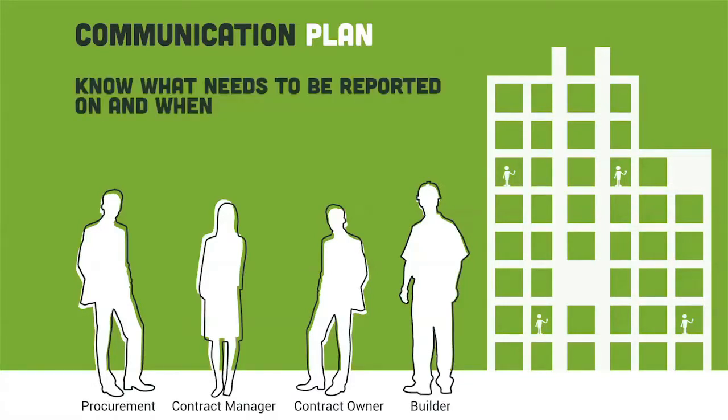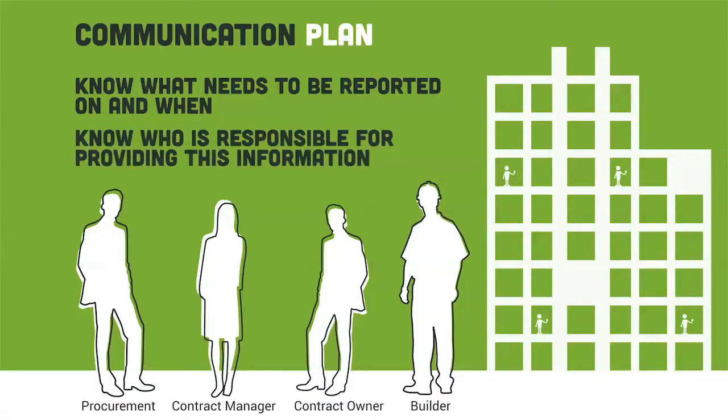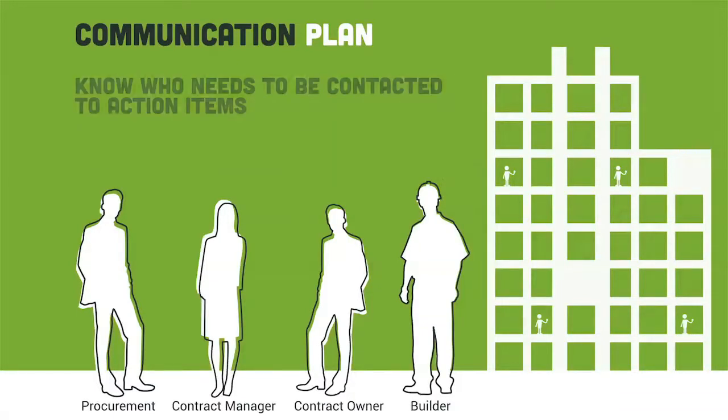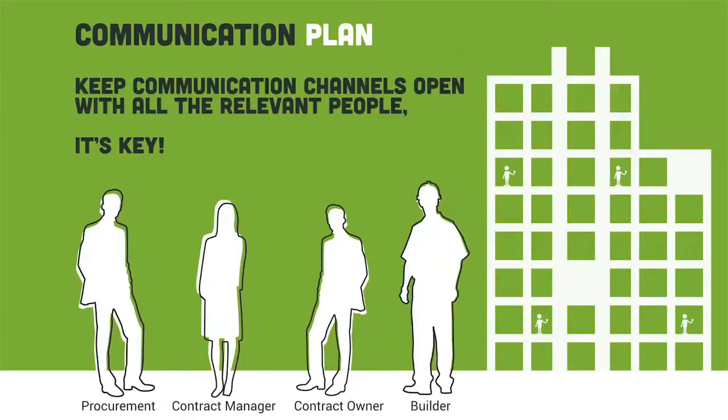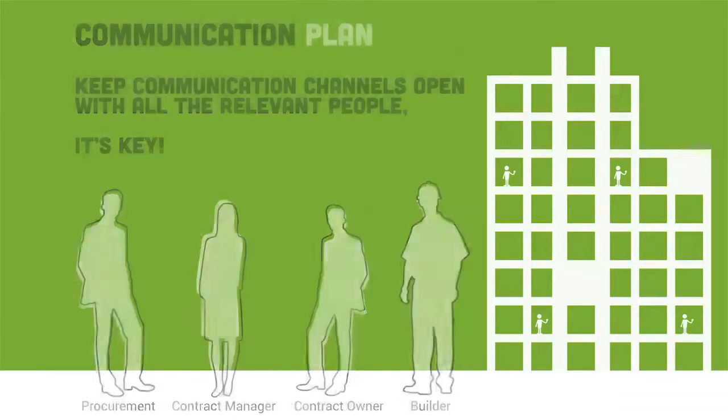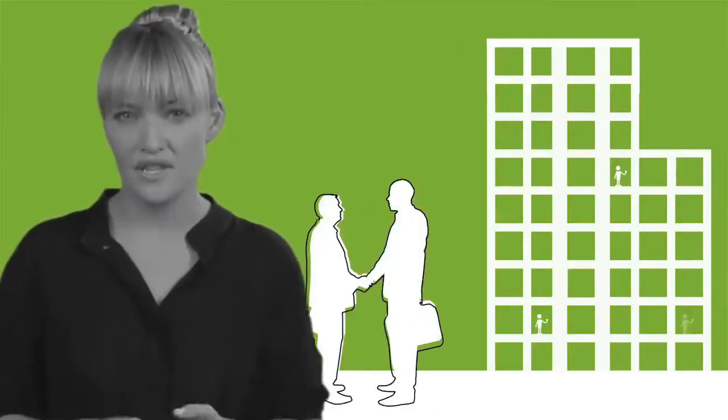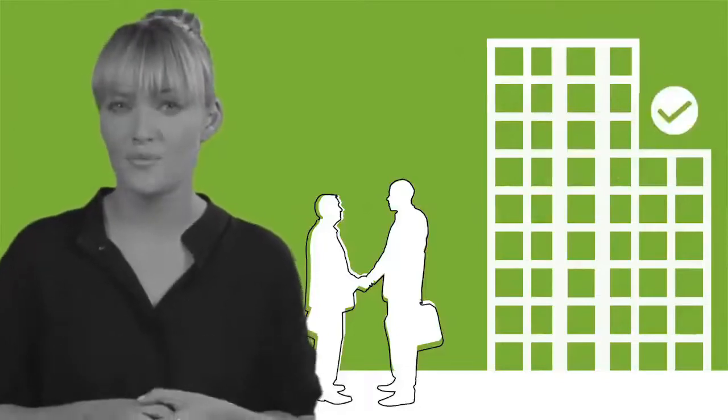Know what needs to be reported on and when. Know who's responsible for providing this information and who needs to be contacted to action items. Keep communication channels open with all relevant people. This is key. With all the vital elements in place and fully considered, you're now ready to implement the contract and start a strong relationship with your suppliers.